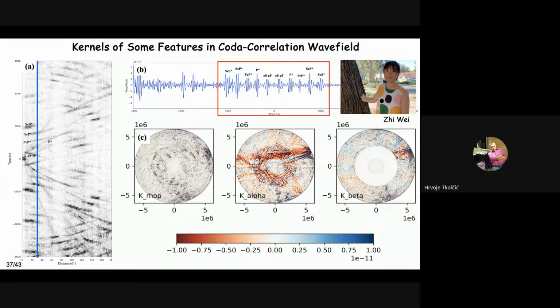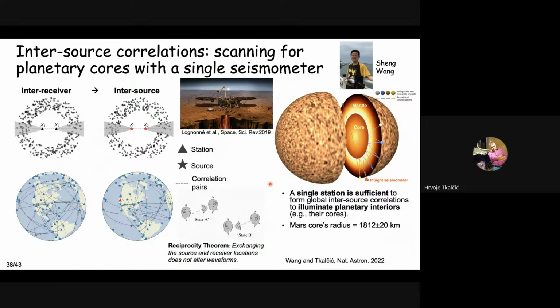So hopefully you saw in some of these kernels some of the features that look very much like long paths that bounce off the Earth's surface and travel through the center. So you can see how complex these kernels are. But now that we computed them, we can use them in the same way that they're used in global tomography with the direct seismic wavefield to obtain tomography models of the Earth.